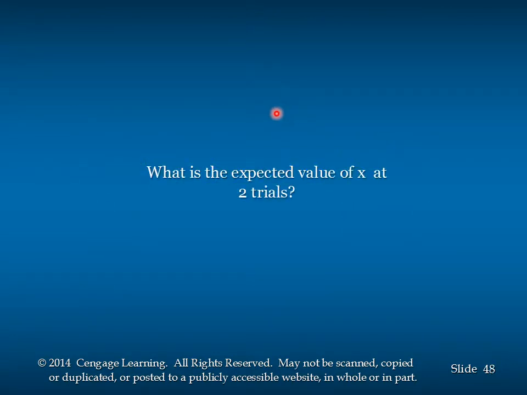All right, and so as we talked, what's the expected value of x at 2 trials? You just go 2 times 0.4 from the example problem that we had before, and that'd be 0.8.